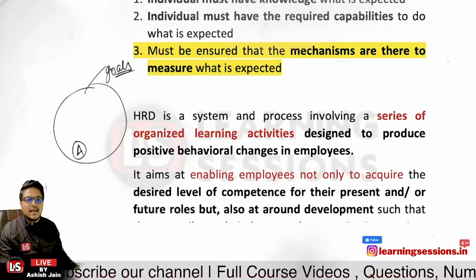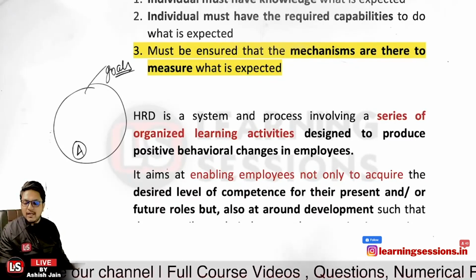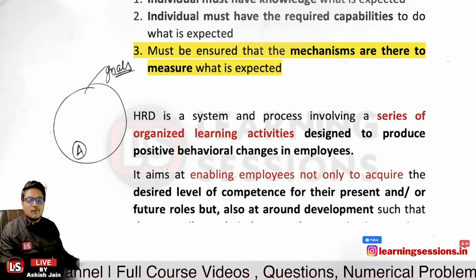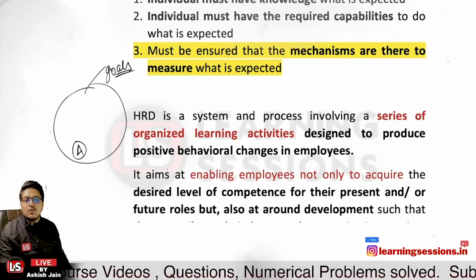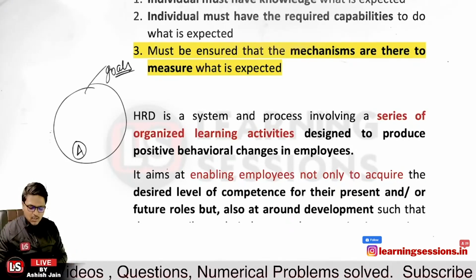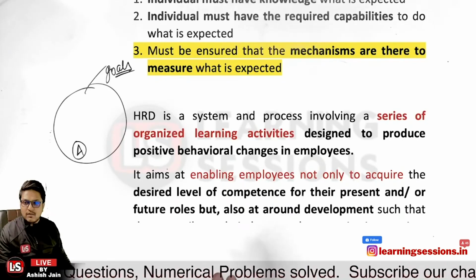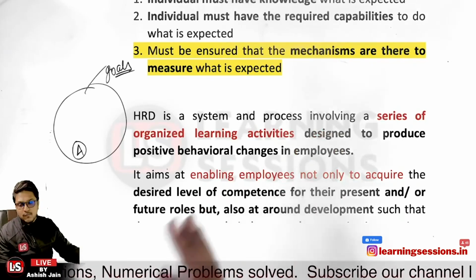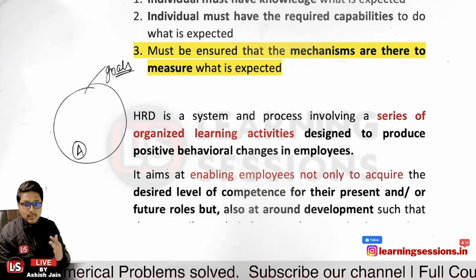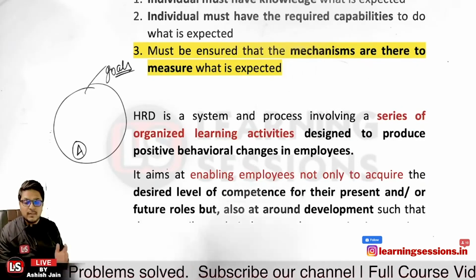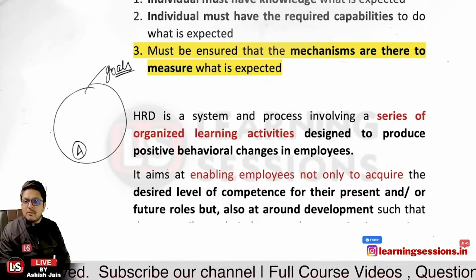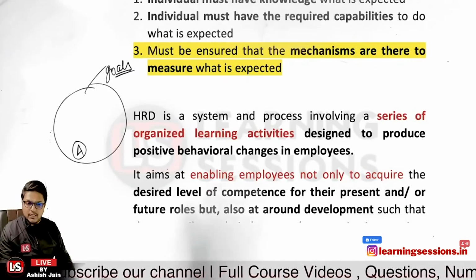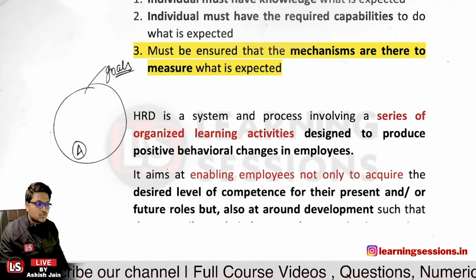So it aims at enabling employees not only to acquire the desired level of competence for present and future roles, but also all-around development. All-around development is very much required, because if you are conveyed in an organization that you will be learning innovative things, you will be developing yourself, and in doing so you will be developing the organization, you will definitely give your 100%. Okay, so that is related to HRD itself.